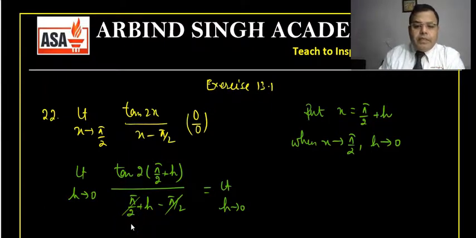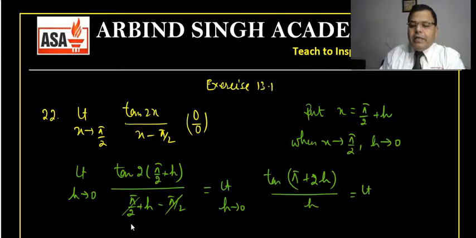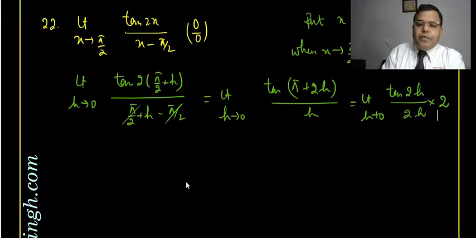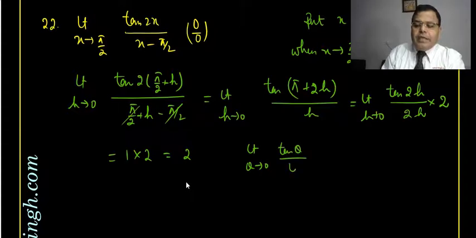That will be limit h tends to 0 of tan(π + 2h) divided by h. So that will be limit h tends to 0, tan(π + θ) = tan θ, that is tan 2h, and in the denominator there is h only. So if I divide by 2, we should multiply by 2. Now tan θ by θ, when θ tends to 0, is 1, and therefore the answer will be 1 into 2, that is 2. What I have used here: θ tends to 0, then tan θ by θ is 1. This is what I have used here, right?